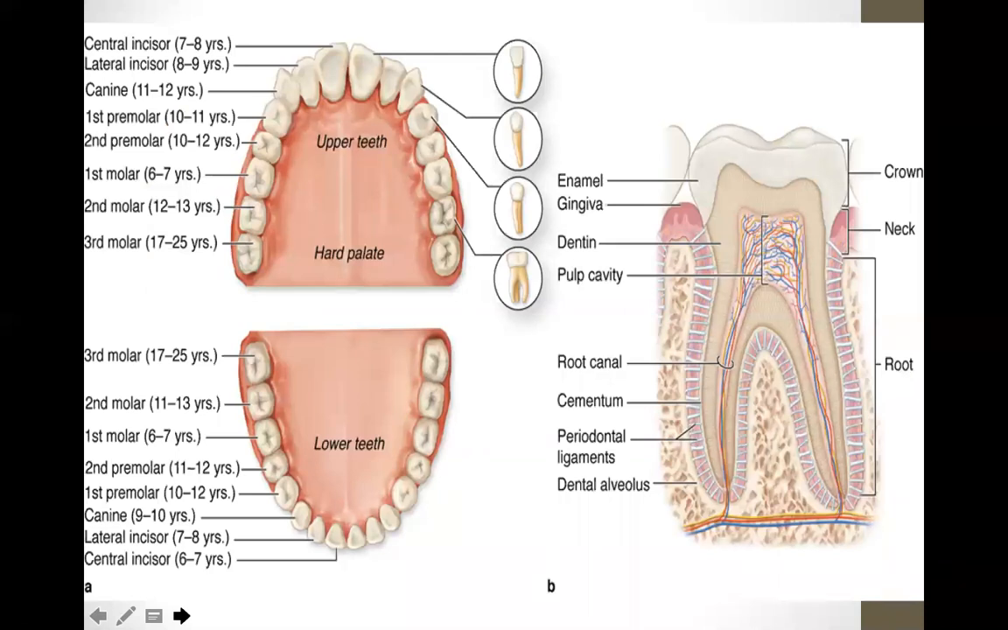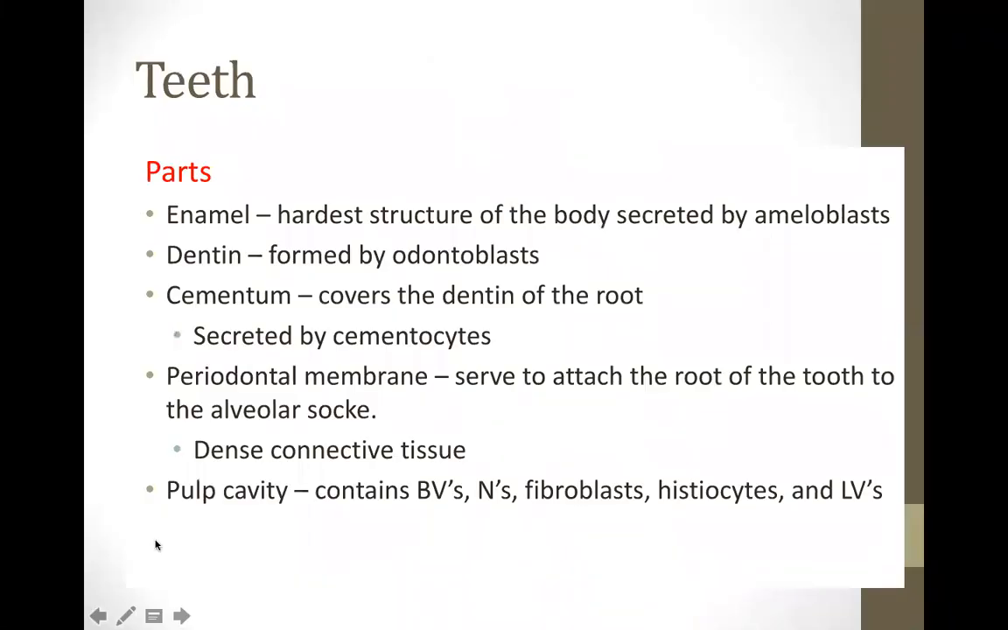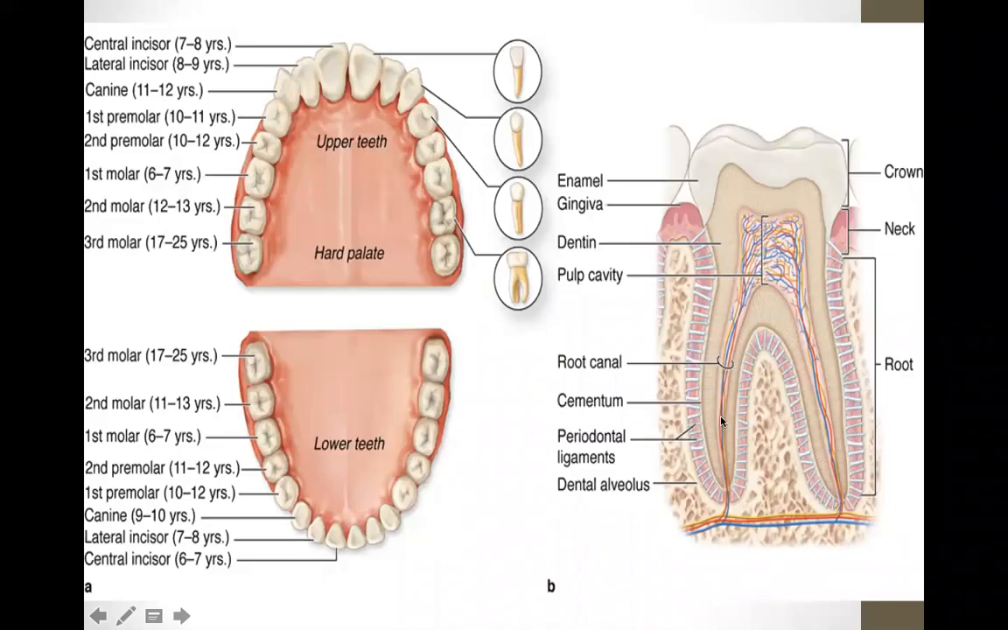Let's not discuss that yet. Let's first describe the parts of the teeth. The enamel is the hardest structure of the body, secreted by the ameloblasts. The dentine is different; it is formed by odontoblasts. So where is the dentine here? This is the dentine, that white surface. Different cells produce that, and different cells produce the enamel.